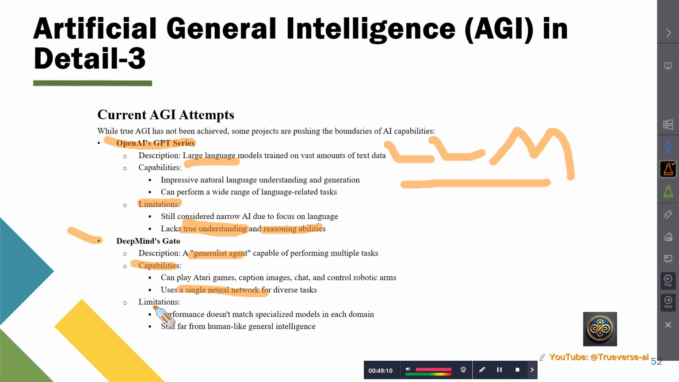But as a limitation, however, DeepMind's Gato's performance in each individual task does not match a specialized domain model, so there is still some problem. Like GPT, it remains far from achieving human-like general intelligence. So still, we cannot say that it is AGI.